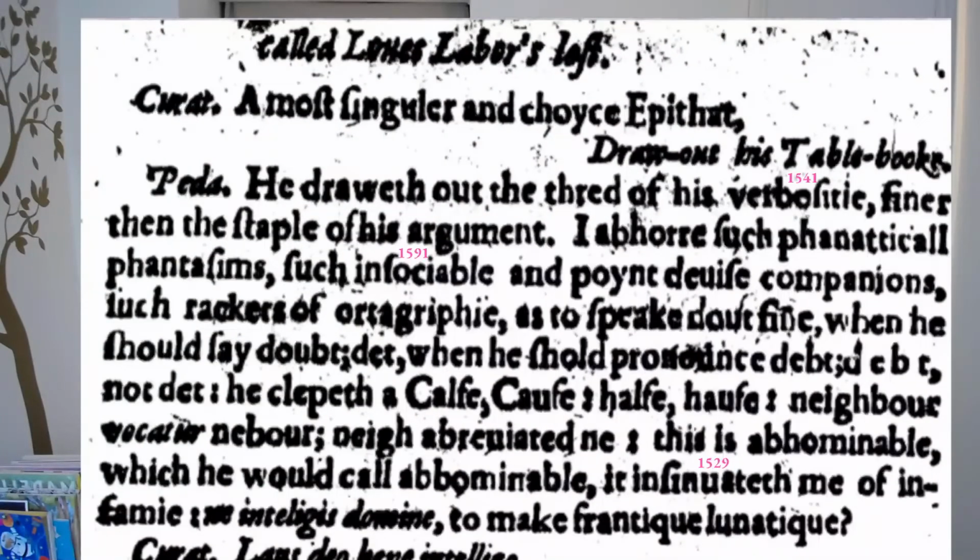This speech goes on. And this time when he goes for Adriano, he goes specifically to mock Adriano's use of language. I quote here. The pedant says, "He draweth out the thread of his verbosity," verbosity is from 1541, "finer than the staple of his argument. I abhor," that's actually a new word too, I think, "I abhor such fanatical phantasms, such insociable," 1591, "and point-devise companions, such rackers of orthography."